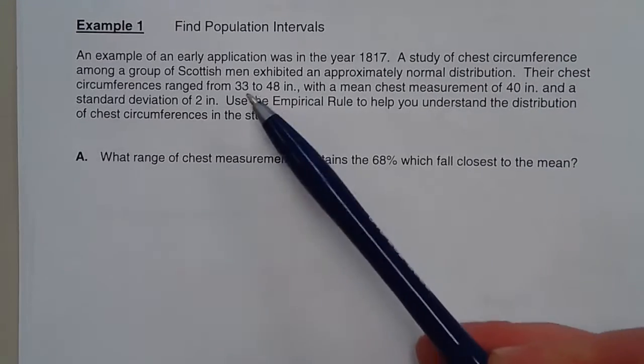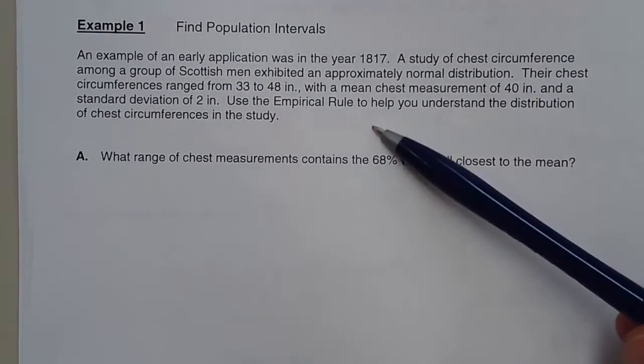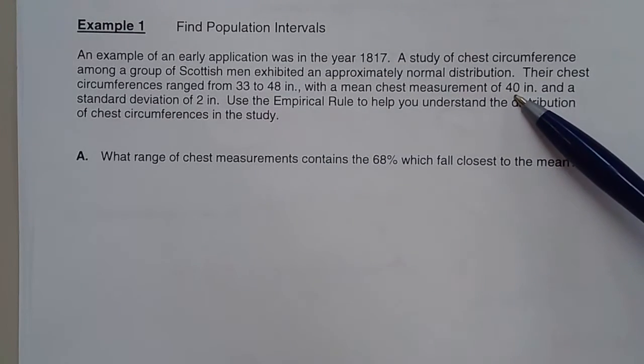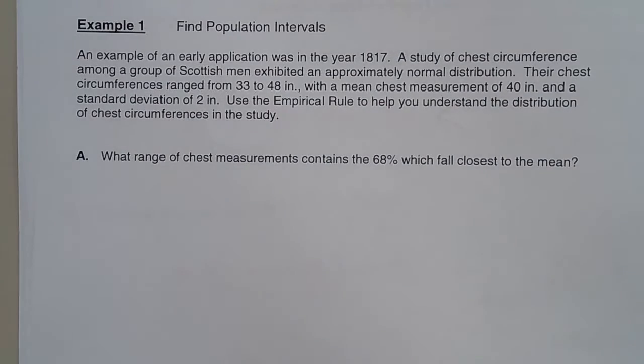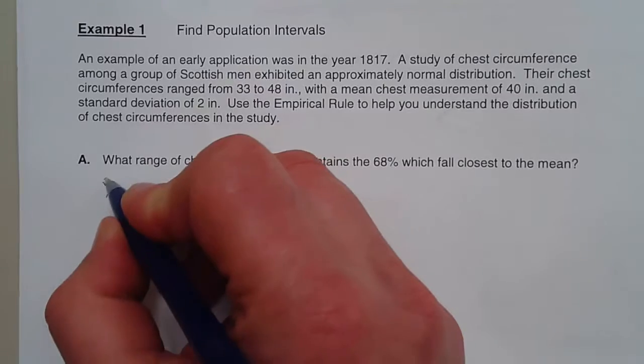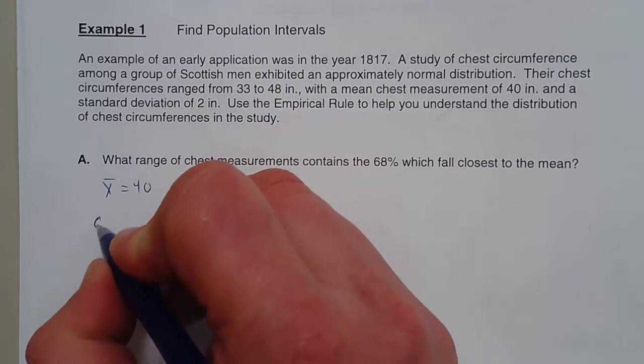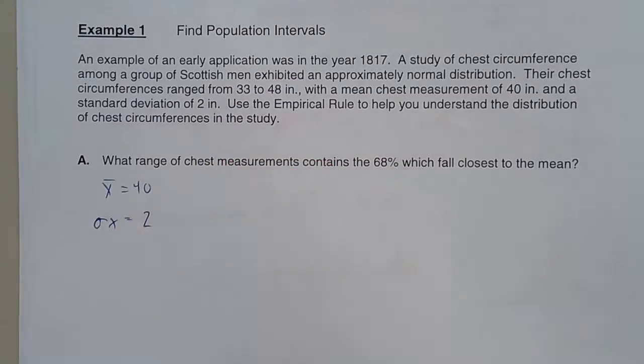The chest circumferences ranged from 33 to 48 inches with a mean measurement of 40 and a standard deviation of 2. So in this case, the mean is 40, the standard deviation is 2. Just jot those down as we're reading this. Use the empirical rule to help you understand the distribution of chest circumferences in this study.